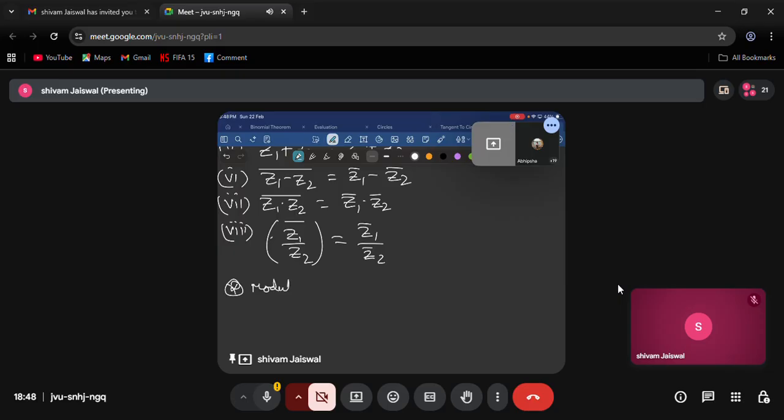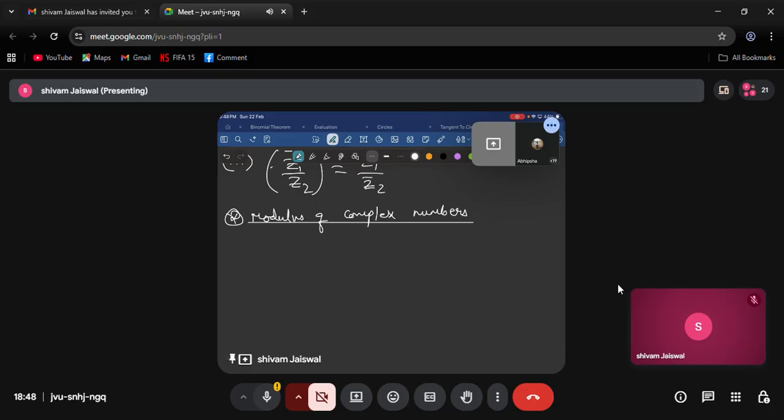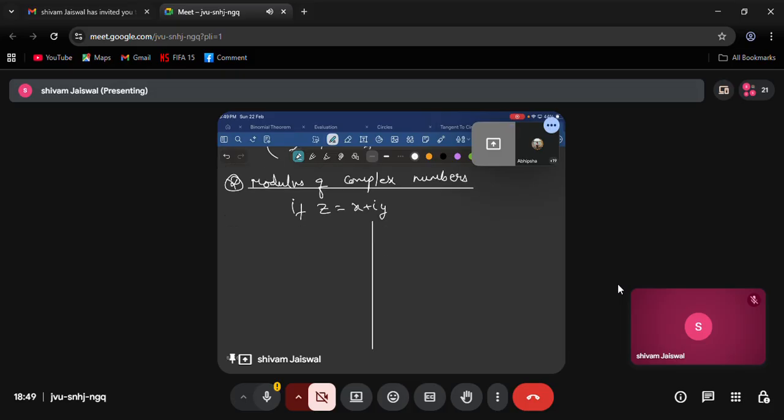Next. Modulus of complex numbers. So what does mod z mean, everyone? If z is equal to x plus iota y, let us plot it on the Argand plane. This is z, x comma y. Now mod z is equal to root of x square plus y square. This horizontal distance is x and the vertical distance is y. So mod z is nothing but the distance of the complex number from the origin. Can you people understand? So this is what mod z is.